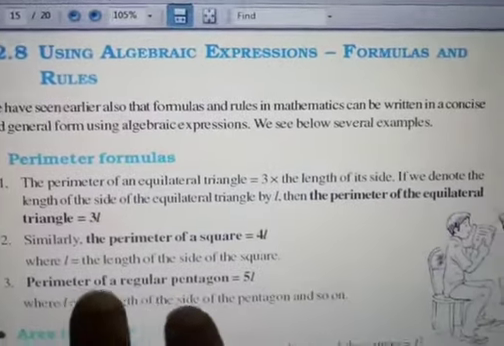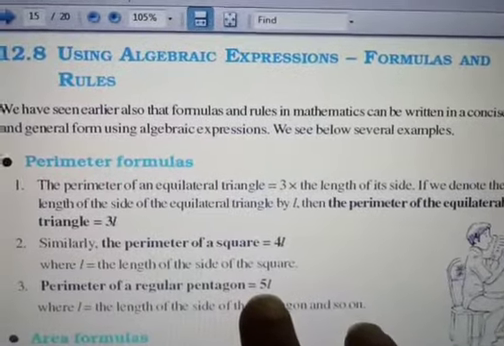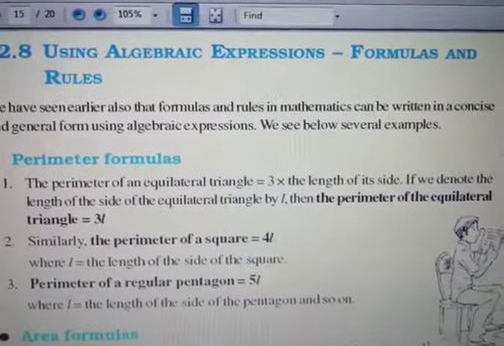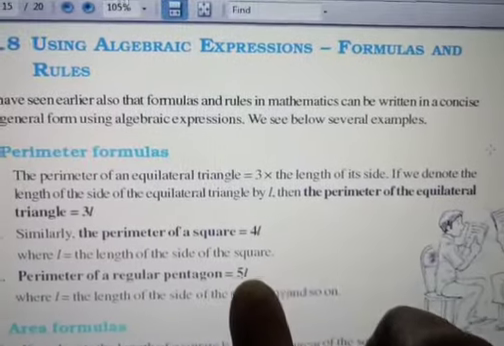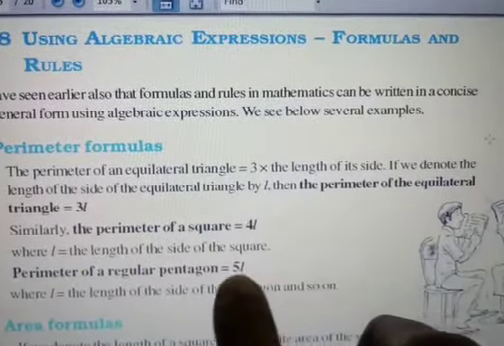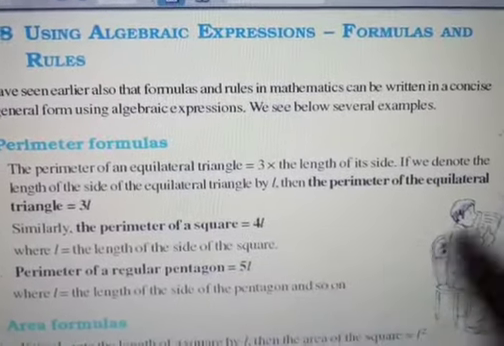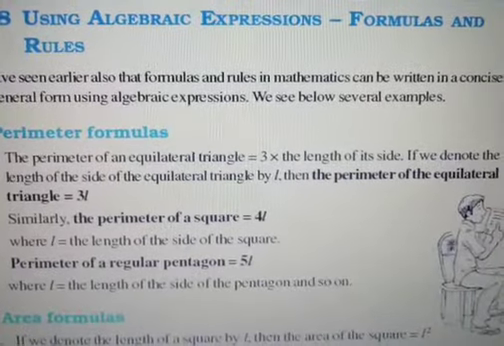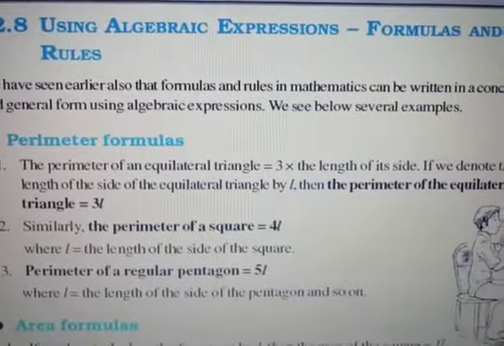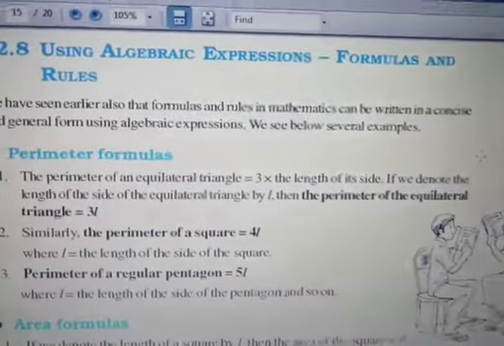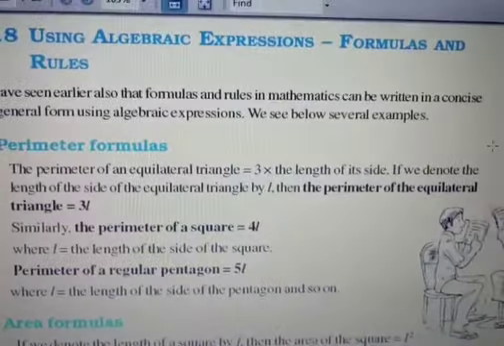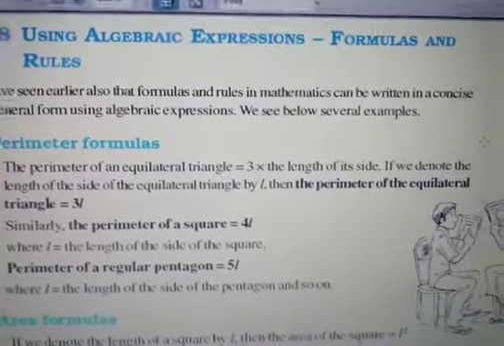Next, perimeter of a regular pentagon. Pentagon means what? 5 into sides, correct? 5 into side. Side is nothing but L here. 5 into L, which is nothing but 5L. So this is also an expression, because this L is a variable that will obviously change and give different values.